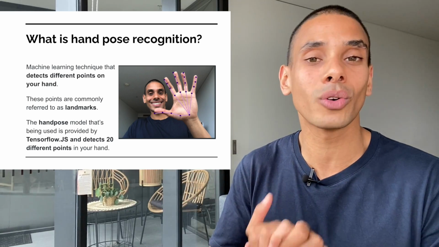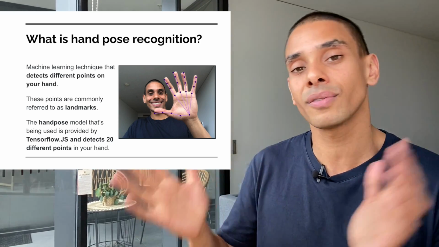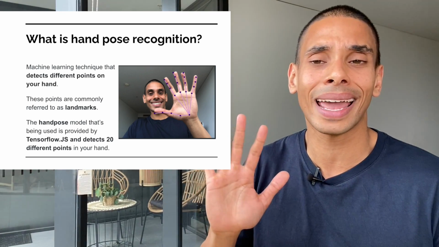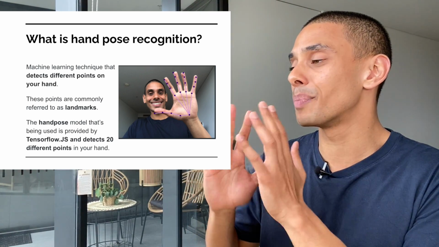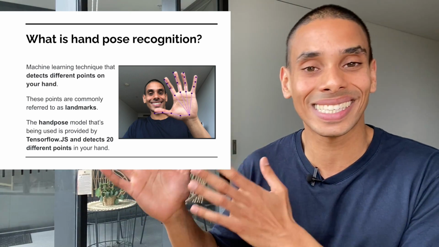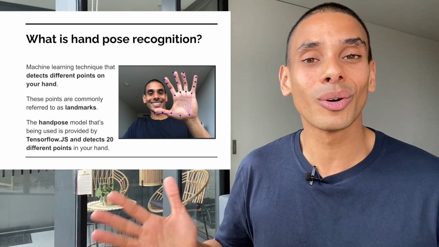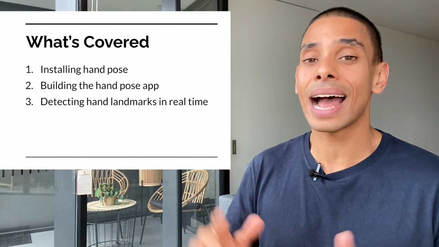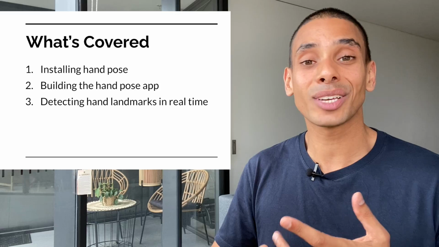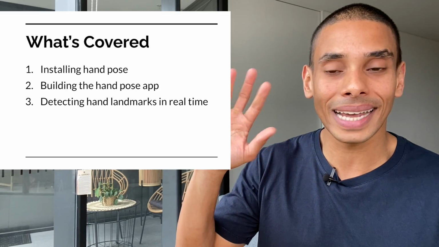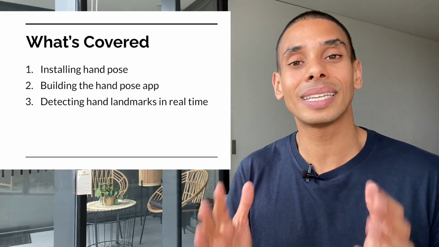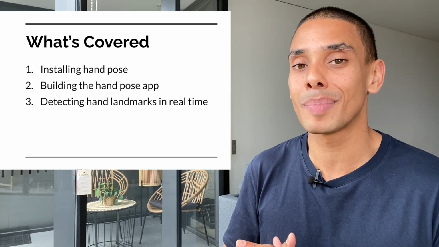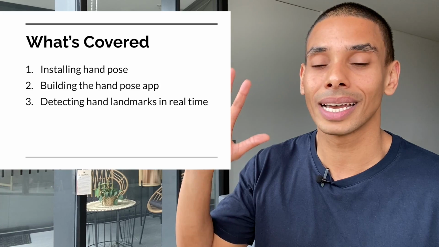Now, the hand pose model that we're going to be using is provided by the TensorFlow.js team and allows us to detect 21 different landmarks within our hand. So for example, this allows us to build a whole hand pose mesh like you can see in the slide above. Let's take a look as to what we're going to be going through today. So in today's video, we're going to be taking a look at how to install the hand pose model, how to actually build a real-time hand pose detection app, and then last but not least, we're going to be detecting landmarks in real time. And stay tuned till the end of the video. We're actually going to be building a special hand pose detection model.